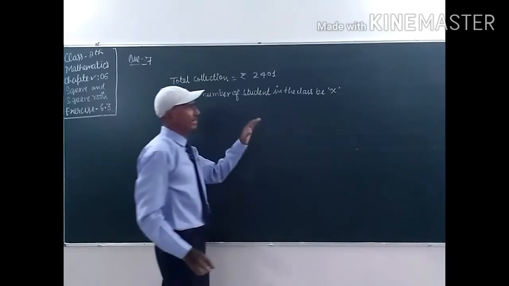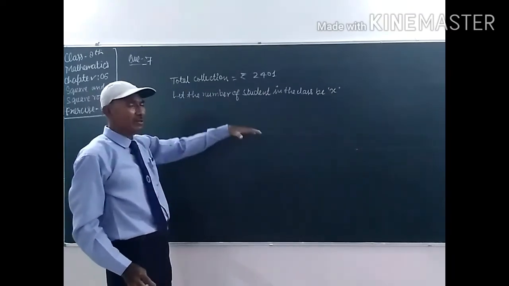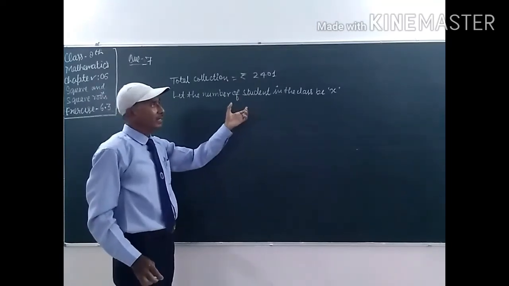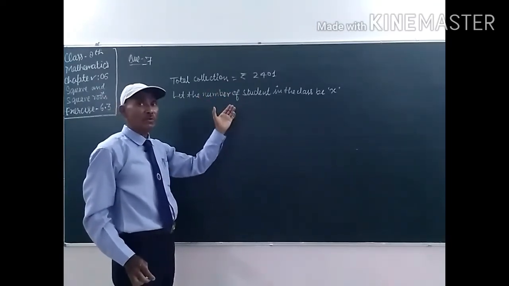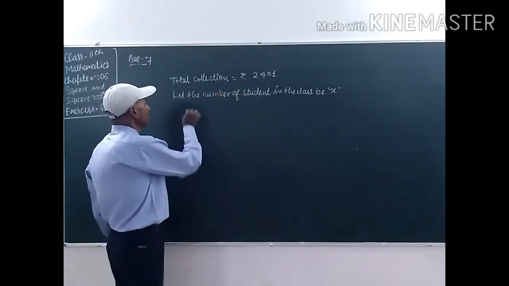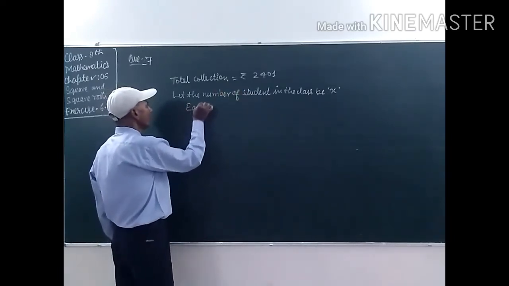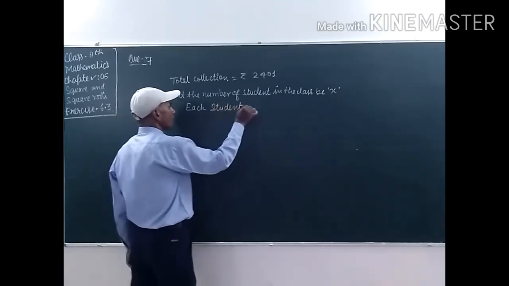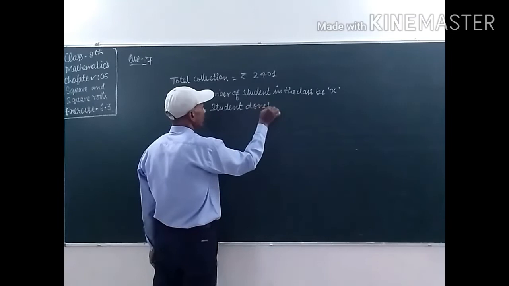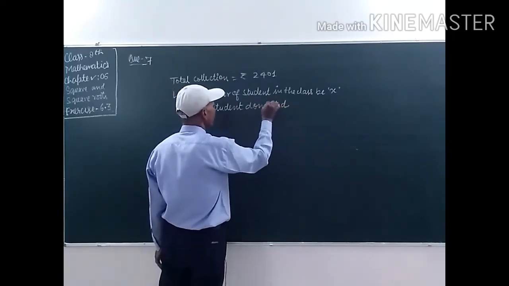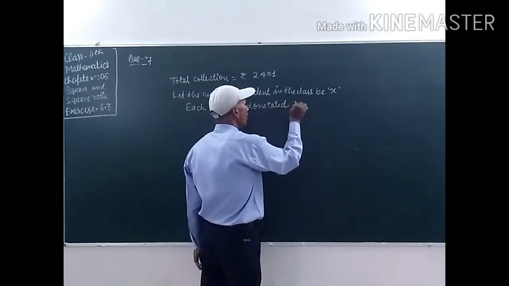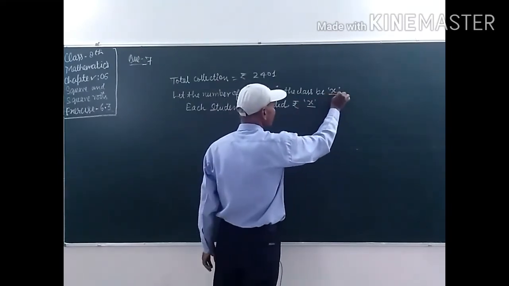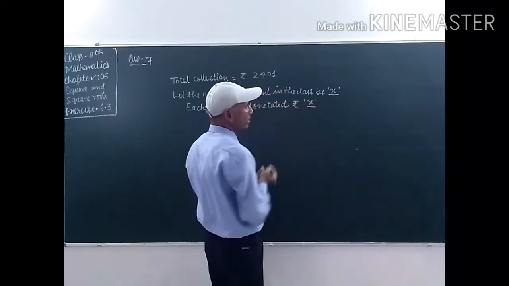Number of students, that is x. Each student donated rupees x, because each student donated as many rupees as the number of students. Clear, students? Number of students, that is x. Each student donated rupees x.